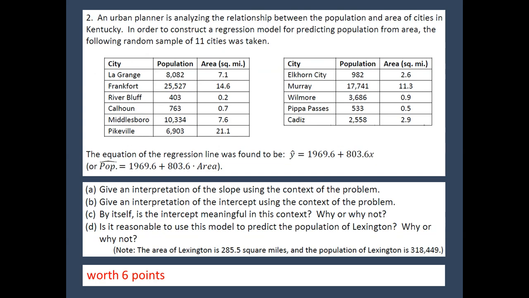Problem number 2 involves a regression model used to predict the population of cities in Kentucky from their area in square miles. The first two things that you have to do, interpreting the slope and interpreting the intercept using the context of the problem, those are worth 2 points each, and there's a specific reference that you want from my section 2.6 notes. It's in the second half of the video, probably not too deep into the second half.